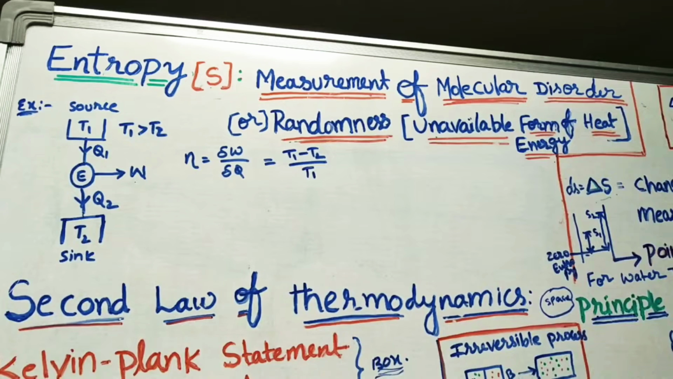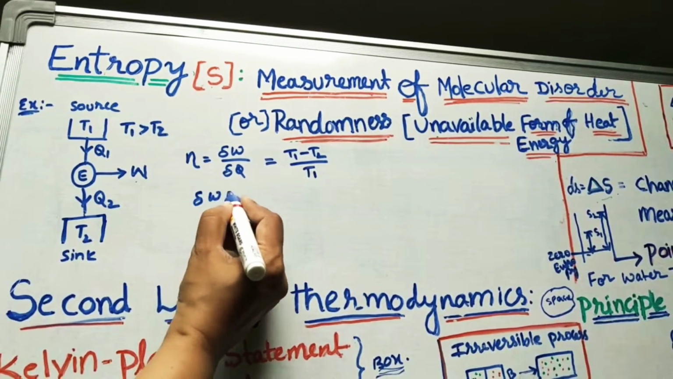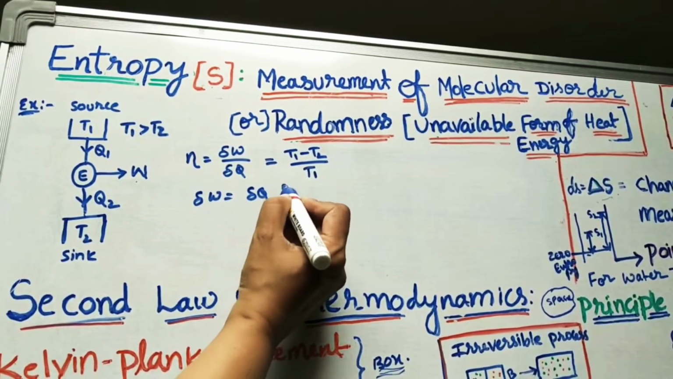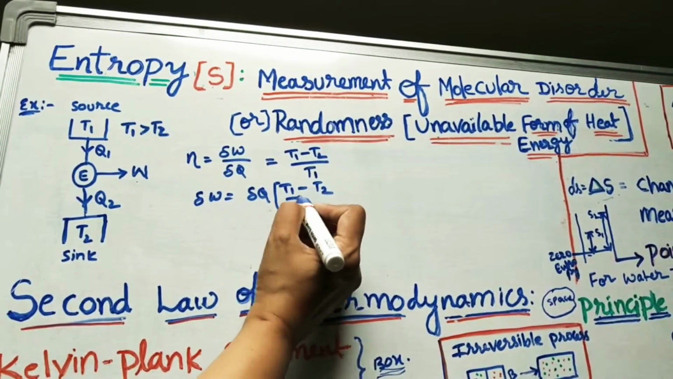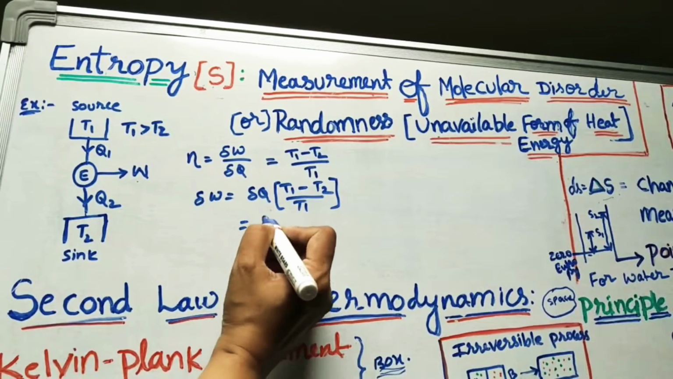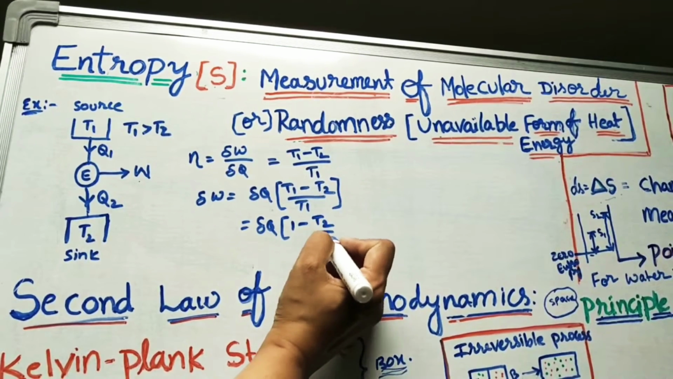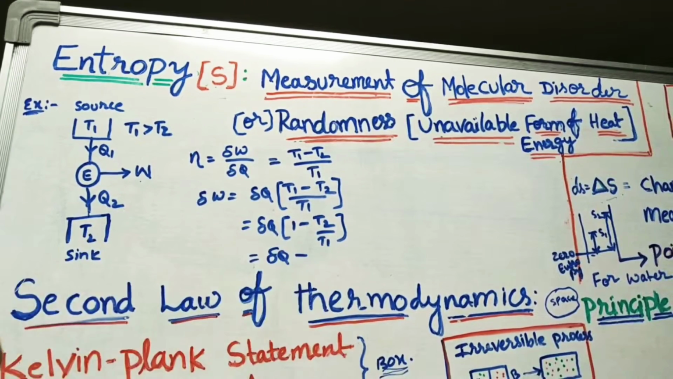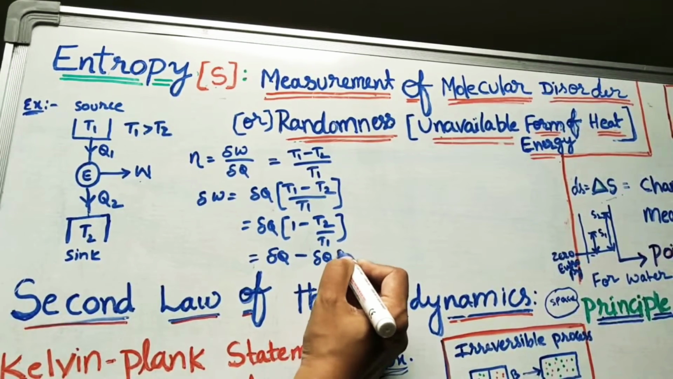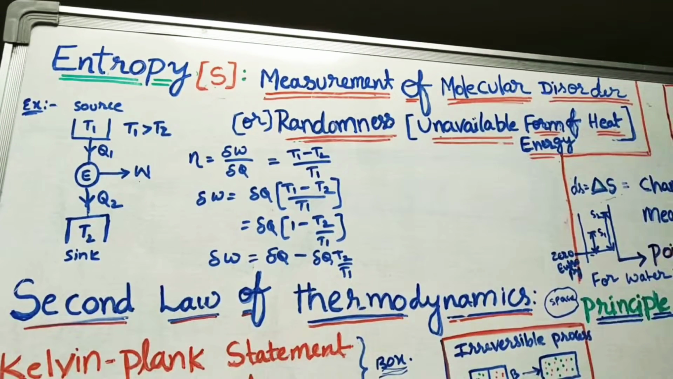I gave the link in the description box. Please check how this formula comes for efficiency. Now, considering these two terms, delta W is equal to delta Q into (1 minus T2 by T1), that is delta Q into (T1 by T1 minus T2 by T1). So it becomes delta Q minus delta Q into T2 by T1, which is equal to delta W.